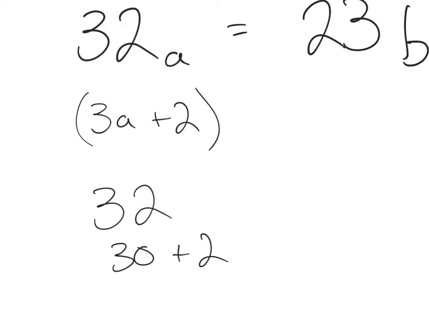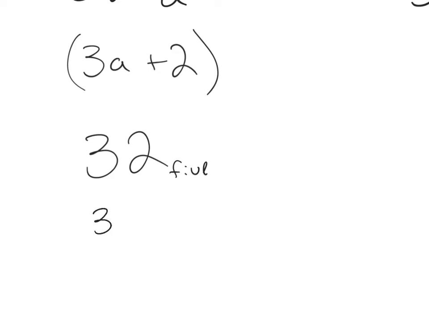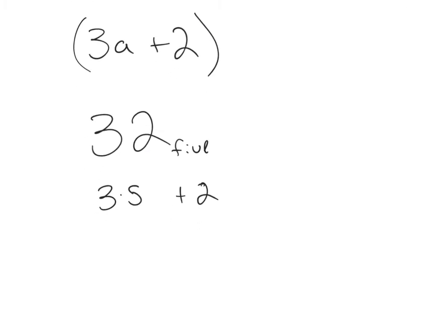Okay, so if we were in a different base, say, let's say we were in base 5, then this would be 3 times 5 plus 2 in base 10. So that would be 15 plus 2 equals 17. Okay, so the same thing would work there.